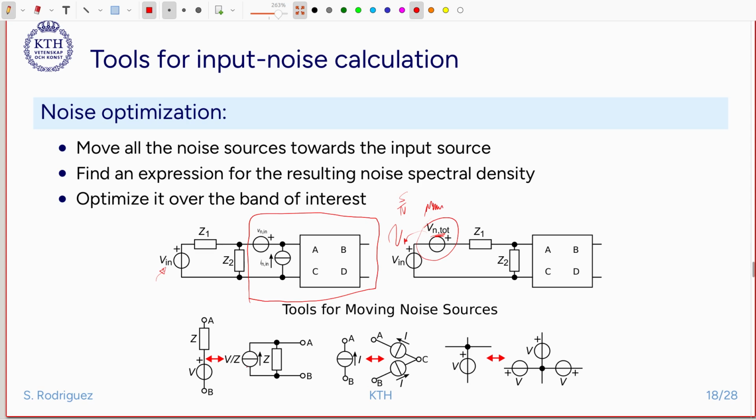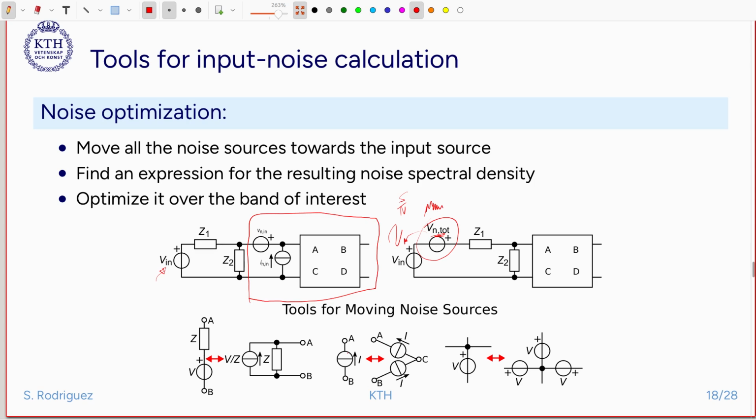Then we have also the following tool. We have a current source that is connected between nodes B and A. This current source can also be represented as a current source that is connected between B and C, and another current source between C and A. Okay, and vice versa. These two current sources, B to C and C to A, can be represented by a current source from B to A.